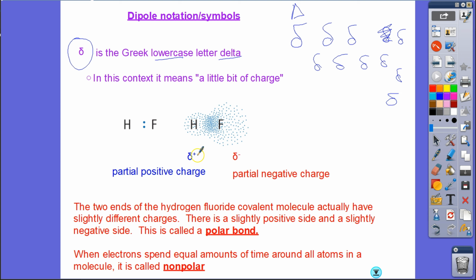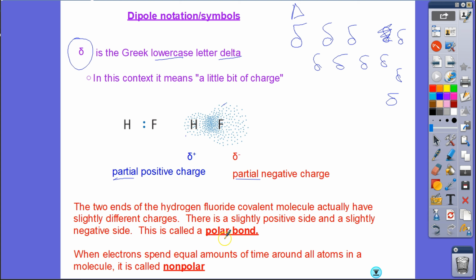Okay, and you can label the sides of a molecule. The side that has less electrons around it is called the delta plus side, or the partial positive side, and the side that has more electrons typically around it you call the delta minus, or the partial negative side. It's not as extreme as an ionic bond. It's not like the electrons are always around fluorine and never around hydrogen. So that's why it's called partial. It's still a covalent bond. They still spend time with both atoms, but there's a favoring of the fluorine atom here. So that's the partial negative side. That's the partial positive side.